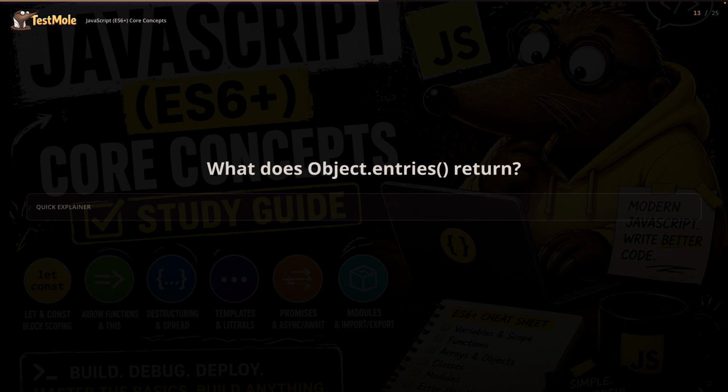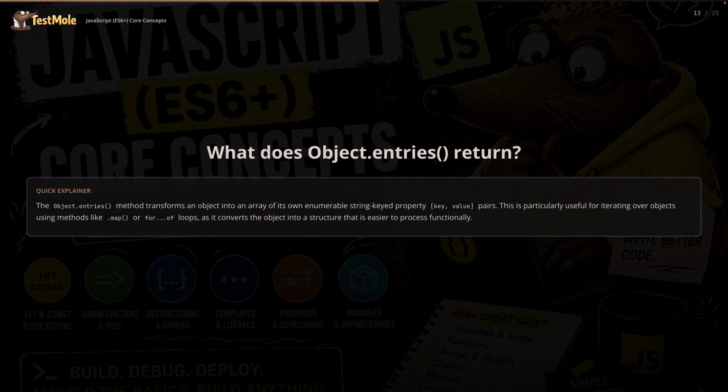What does Object.entries return? The Object.entries method transforms an object into an array of its own enumerable string-keyed property key, value pairs. This is particularly useful for iterating over objects using methods like .map or for...of loops, as it converts the object into a structure that is easier to process functionally.